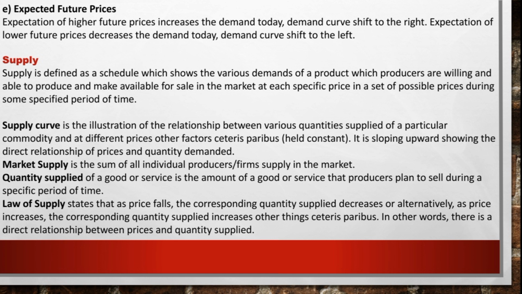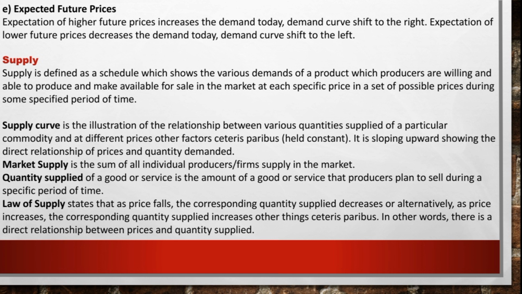Supply curve is the illustration of the relationship between various quantities supplied of a particular commodity and at different prices, other factors, ceteris paribus, held constant. It is sloping upward, showing the direct relationship of price and quantity supplied. We have market supply, which is the sum of all individual producers' firm supply in the market. Quantity supplied of a good or service is the amount of a good or service that producers plan to sell during a specific period of time.